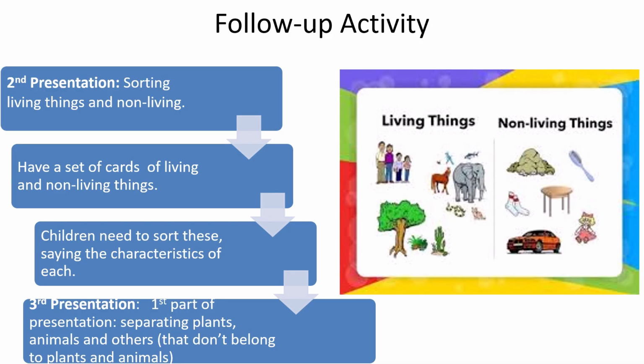So in the second presentation, you can do some follow-up activity, that is sorting living things and non-living things. So have a set of cards of living and non-living things, and children need to sort these, saying the characteristics of each. And go on to the third presentation, where the first part of the presentation is separating plants, animals, and others that don't belong to plants and animals. So here we are looking at 3 groups: plants, animals, and others.